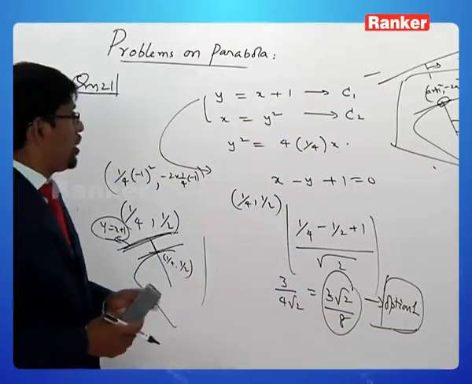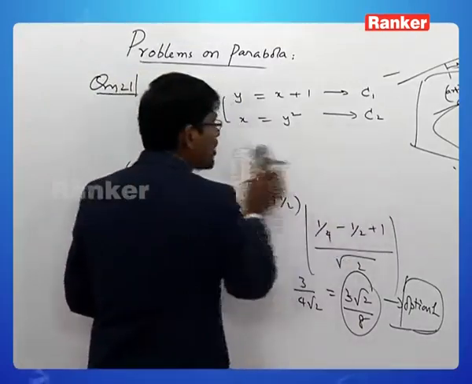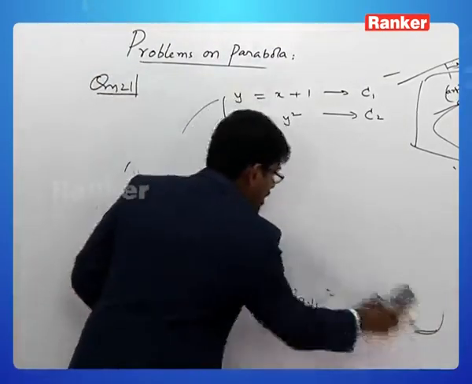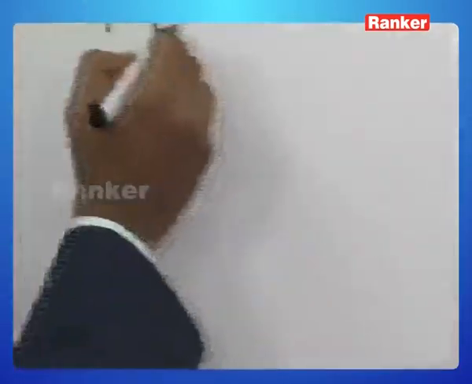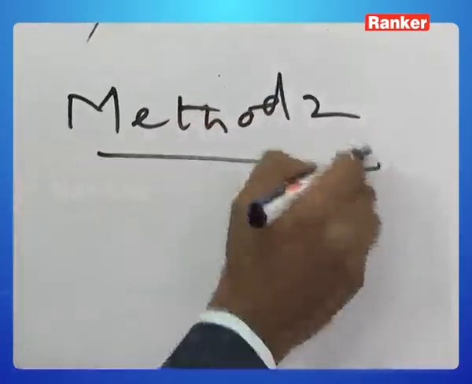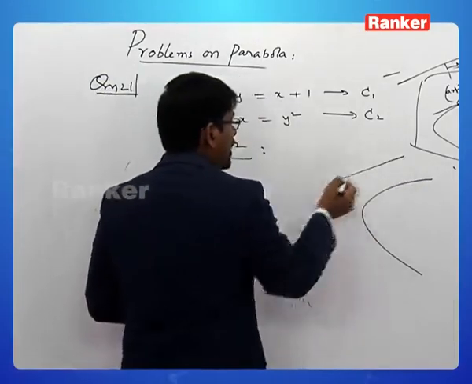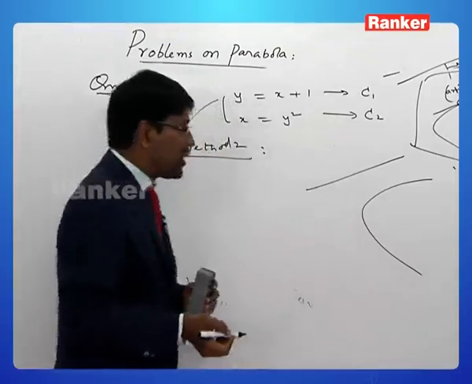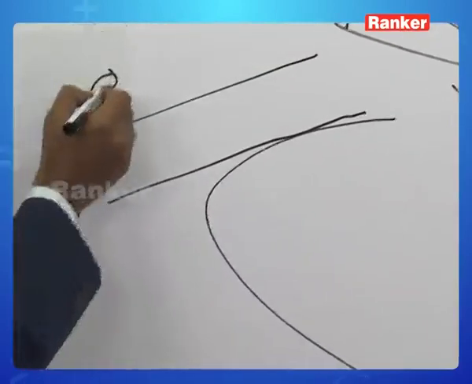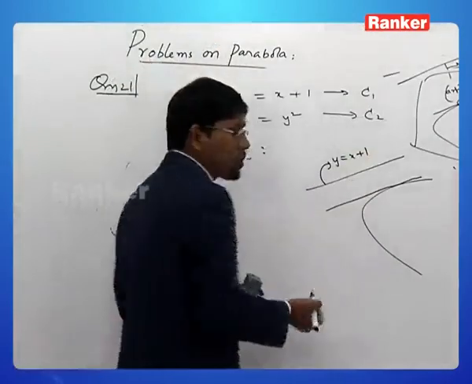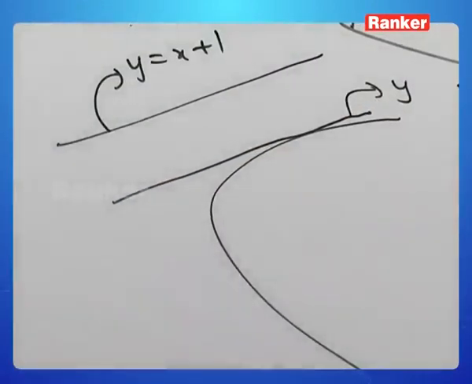So although this was a generalized procedure that I had given to you, here we could have done the problem in a very short manner like this. I will redo the problem in method 2. So what is it? We have the parabola, we have a line like this. We want the shortest distance between the line and the parabola. So what you do is you draw a tangent parallel to this. What is the slope of this line? y equal to x plus 1, slope is 1. So take a tangent with slope 1.